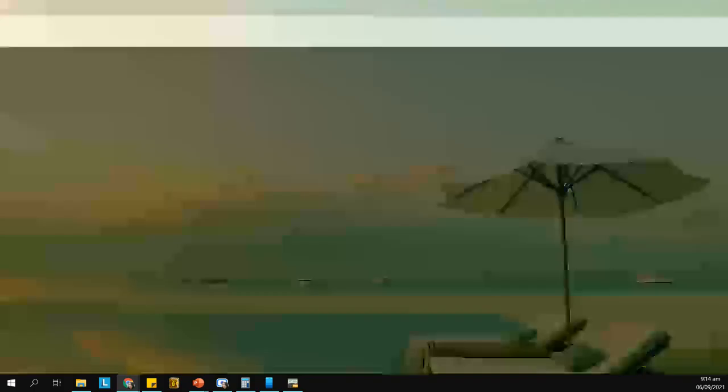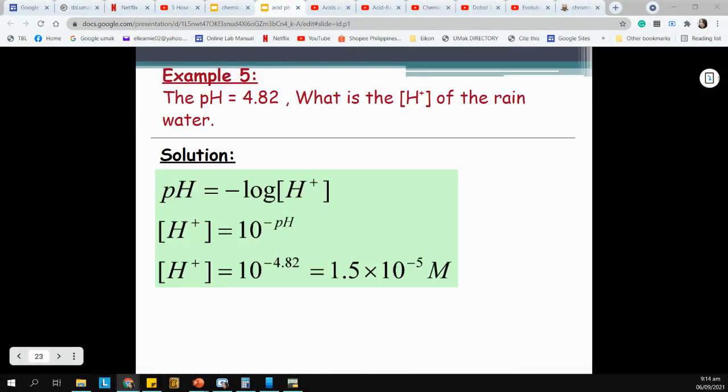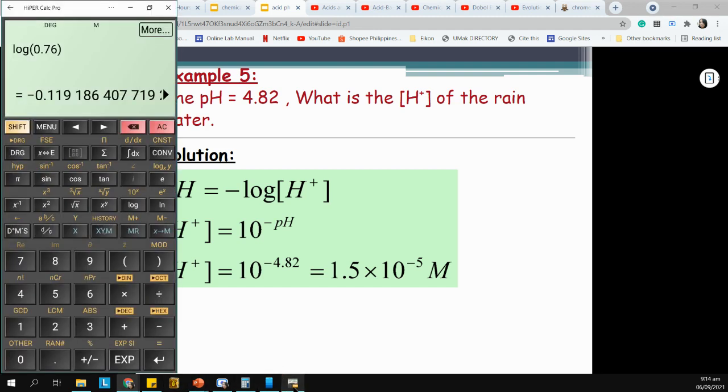Saan ang controls ko? Where are my controls? Okay, so yan. So here's another example. So rain, it has a pH of 4.82. Okay. So given that the pH range, what is the hydrogen ion concentration? So ganun ulit. So yung pH, so inverse log, shift log, 4.82.